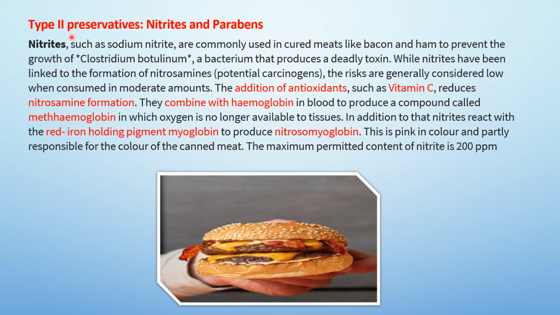Next, in the type 2 preservatives, we are going to see about nitrites and parabens. Nitrites are used in the curing of meat. Traditionally, they were used as saltpetre, which is a mixture of sodium chloride and sodium nitrite.